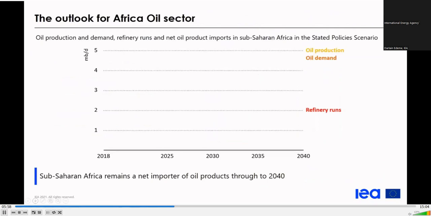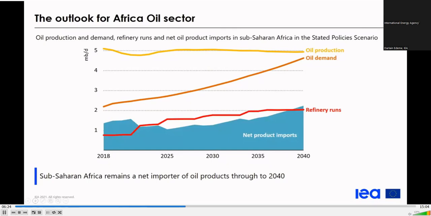If you look at the results of our outlook for the oil sector, we can see that we expect oil production, so crude oil production in Africa, to be stable, while demand for oil, which derives from demand for oil products, is expected to increase. Considering the evolution of refinery runs, so how much crude oil will be converted into oil products, we can deduct the expected net product imports, and this gives a very good indication of dependency on imports.